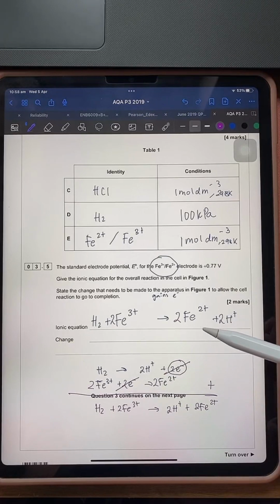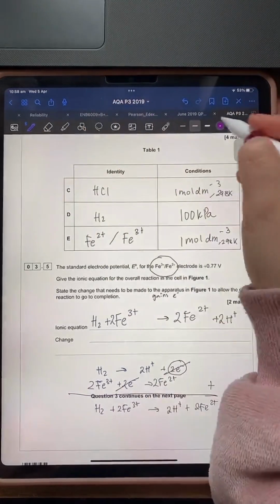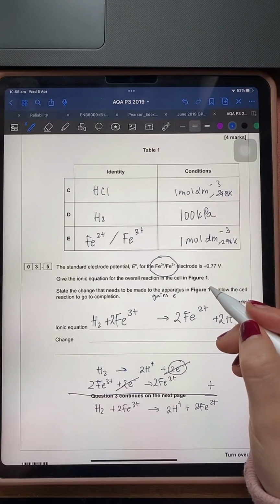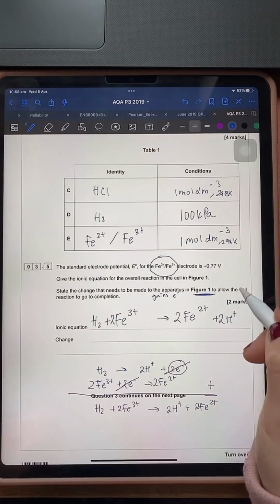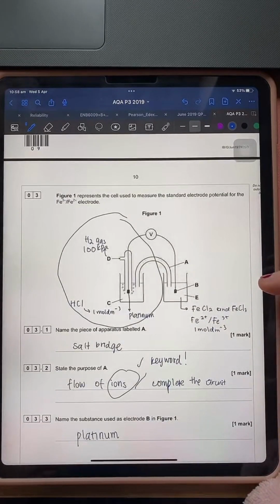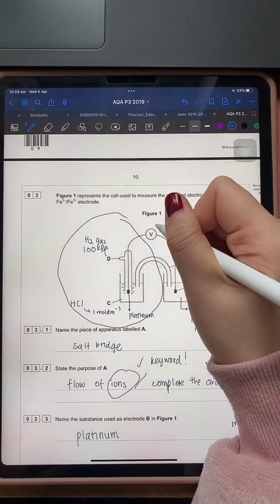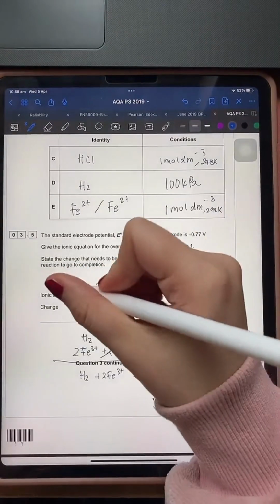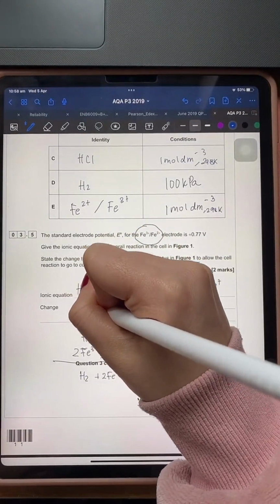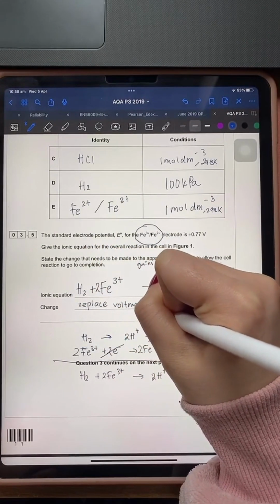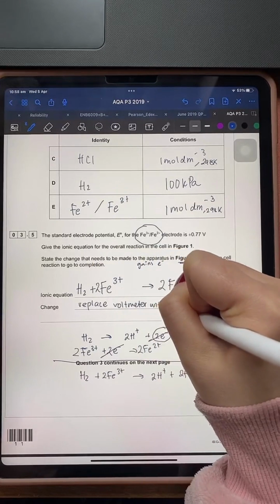So the overall change that needs to be made in the apparatus to allow the cell reaction to go to completion. So what do we have here? Okay, so right now we have a voltmeter. In order for it to go to completion, you can change it with a light bulb. There you go.